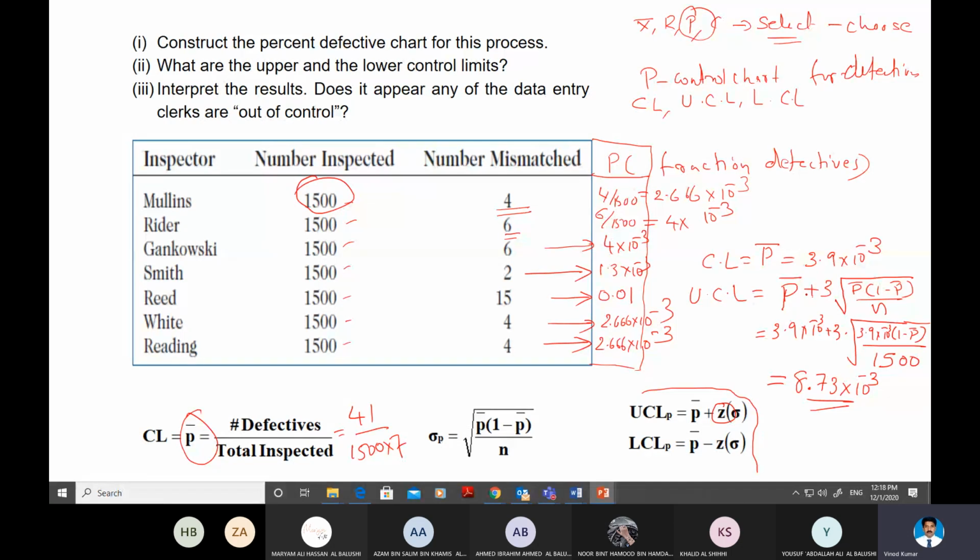For the lower control limit, only the plus will change to minus. So the equation for the lower control limit, if I write here, LCL is P bar minus 3 times the square root of P bar times 1 minus P bar by n. Can you calculate it now? Everything is the same except the minus in the middle.